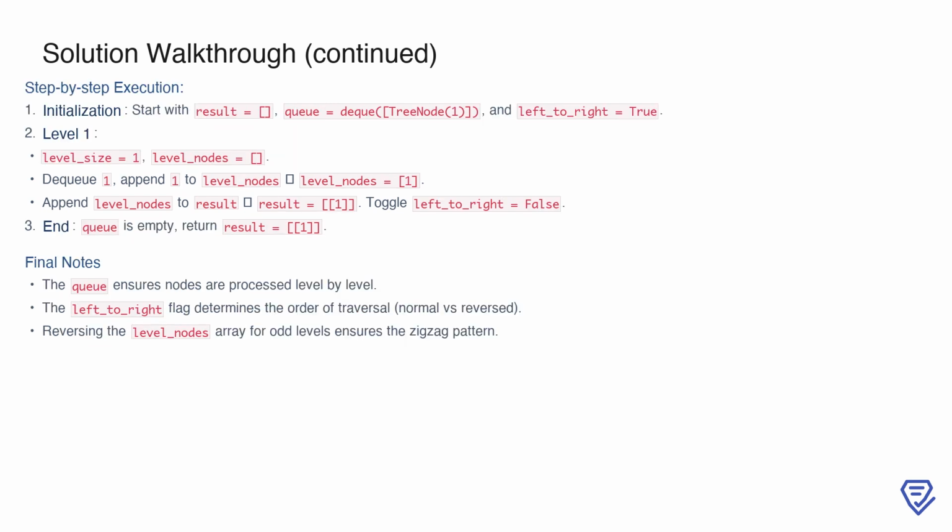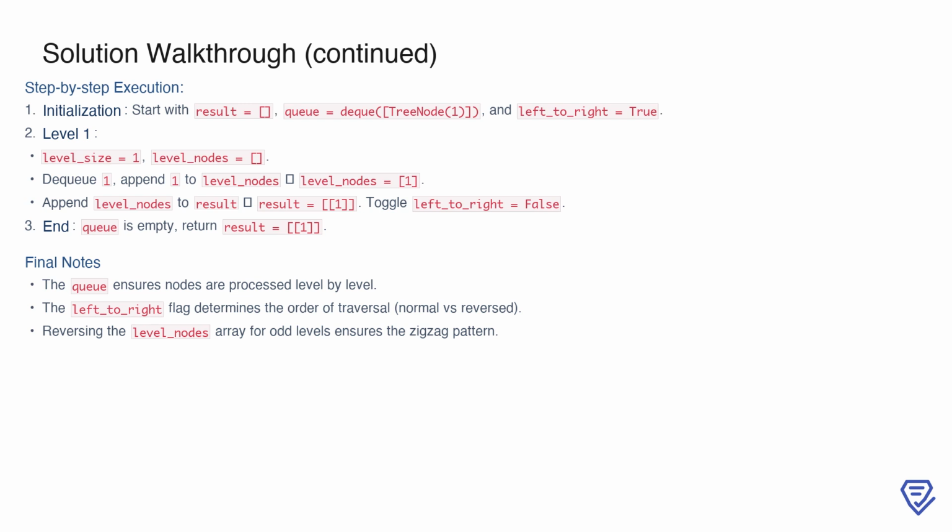Finally, let's consider an edge case where the tree consists of just a single node with the value 1. We start with the usual initialization: result as an empty list, a queue containing the single node, and left_to_right set to true. At level 1, the queue contains only the root node, so the level size is 1.